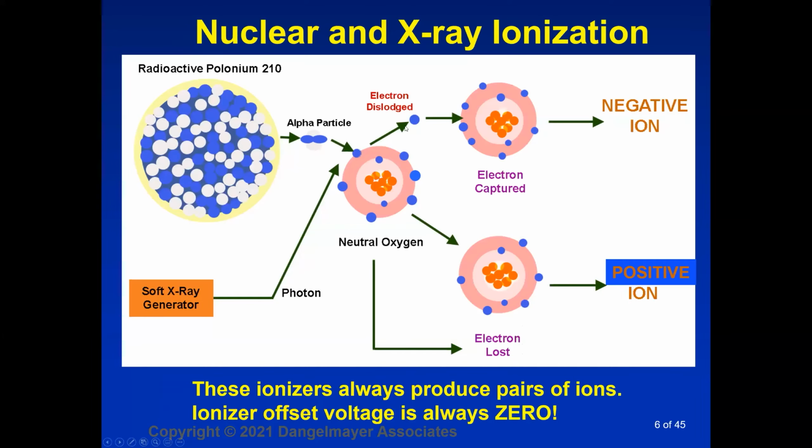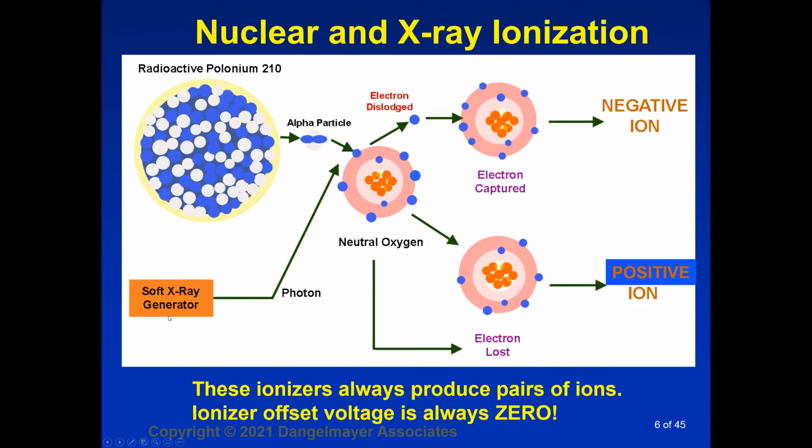Now, our dislodged electron over here can't exist in air for very long before it gets captured by a neutral gas molecule. So we have a gas molecule that now has an extra electron. It's negatively charged, and it's what we call a negative ion. Now, the interesting thing here is that you're always going to be producing a pair of ions. For each electron that's dislodged, we get a pair of ions so that the ionizer is always in balance. You always have the same number of positive and negative ions being produced.